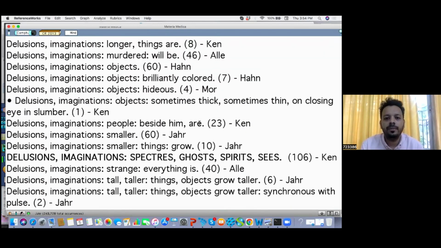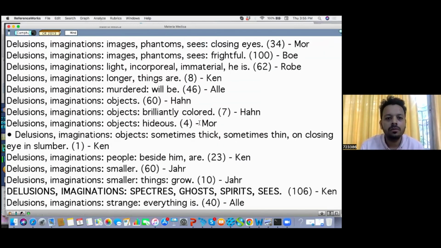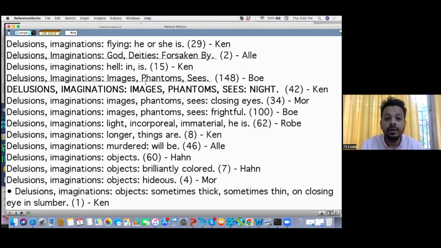Camphora. Delusion sees phantoms, images at night. At night, again, night is when everything is dark, no one is around, scared. Light is where she's comfortable. Dark is something she's uncomfortable with.